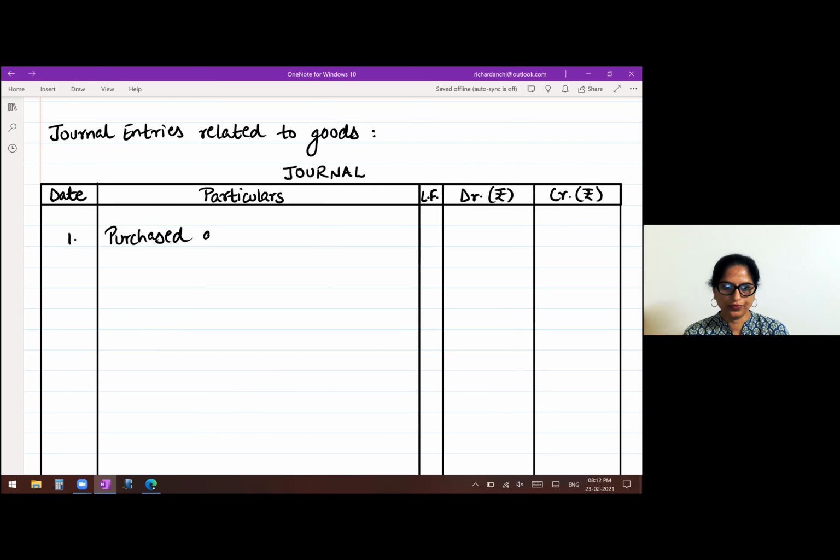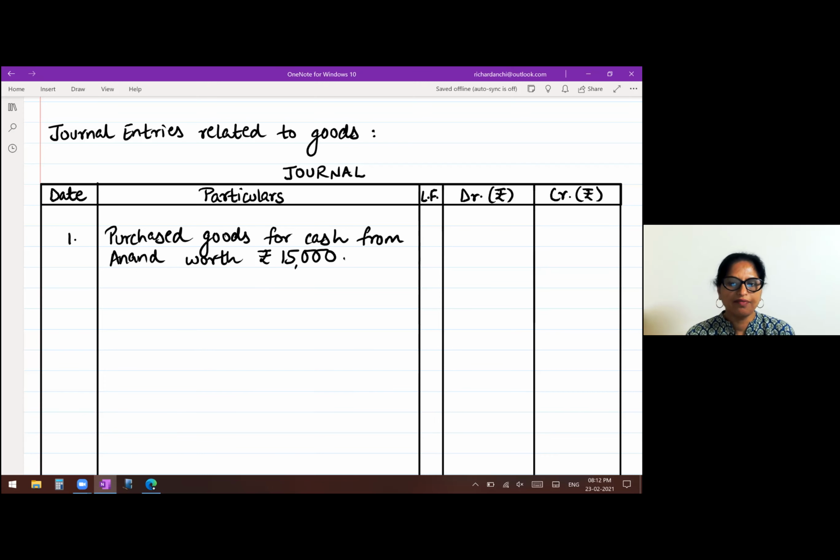Purchased goods for cash from Anand worth rupees 15,000. Now we have done this transaction in class. Okay. So we have to pick out 2 accounts here.